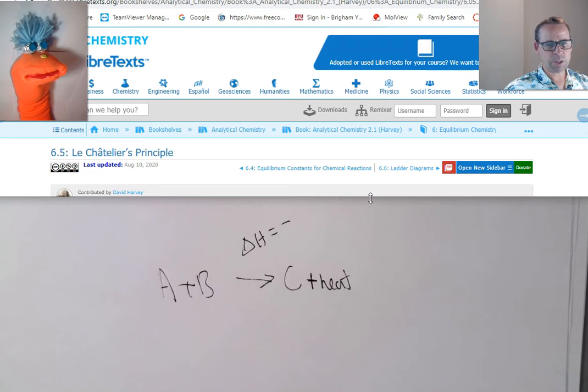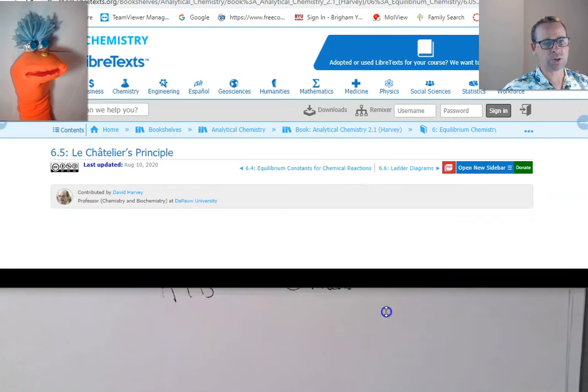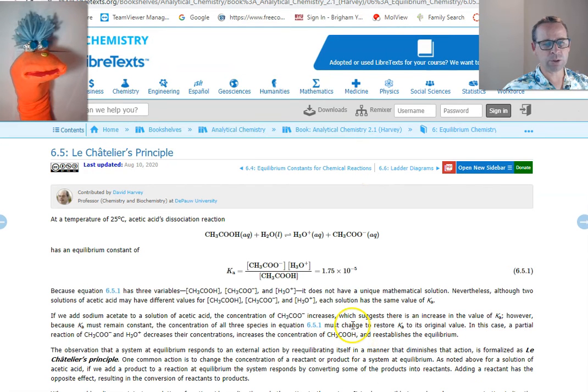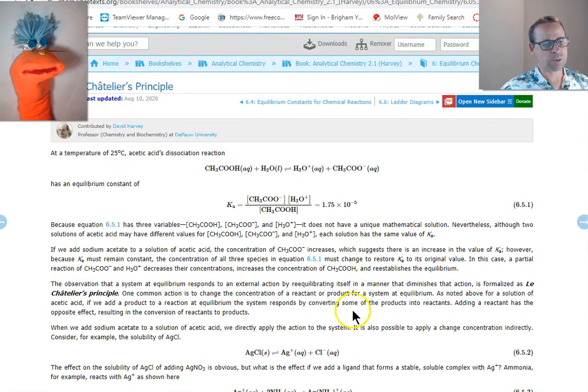So Le Chatelier's principle says that if you alter the equilibrium by changing the concentration of one of the reactants or products, or by adding heat even, or removing heat, right, changing the temperature, then you will alter the equilibrium of the reaction. The equilibrium will shift to compensate for whatever perturbation you add to it.